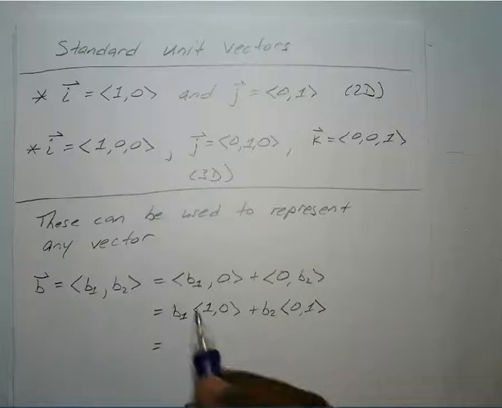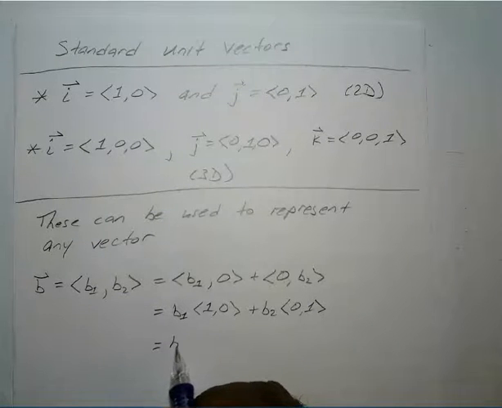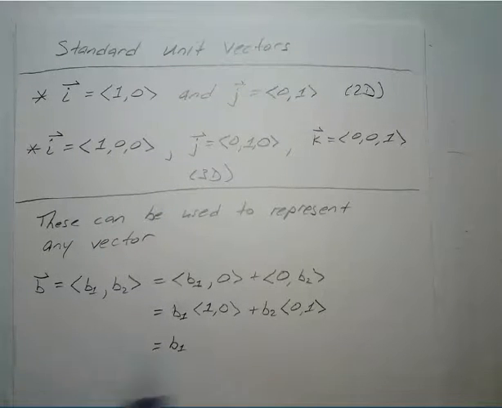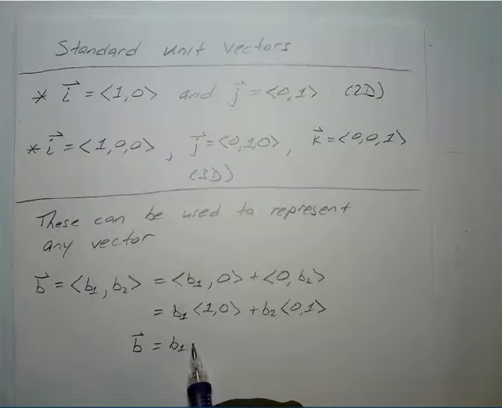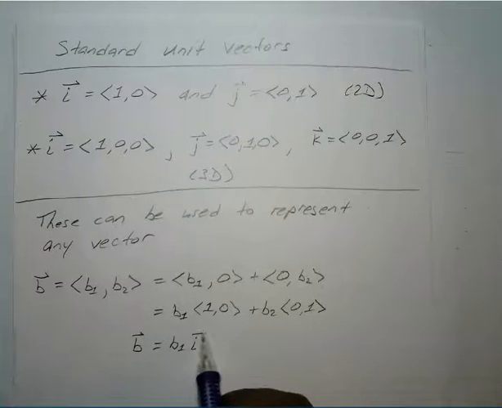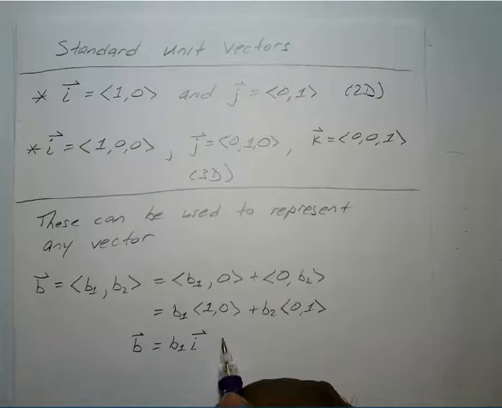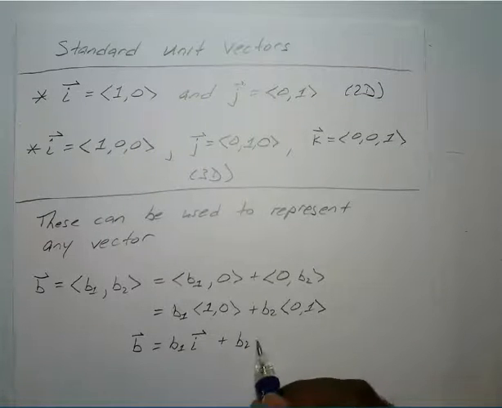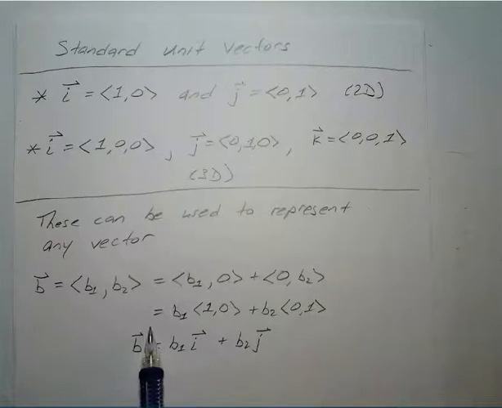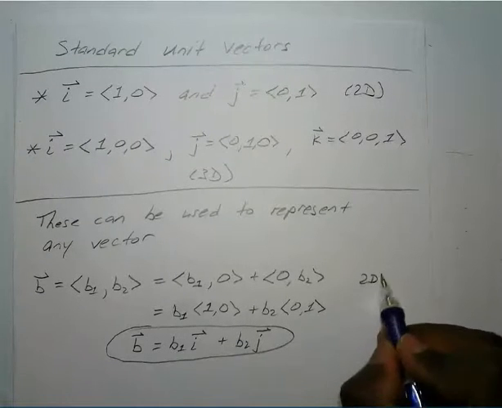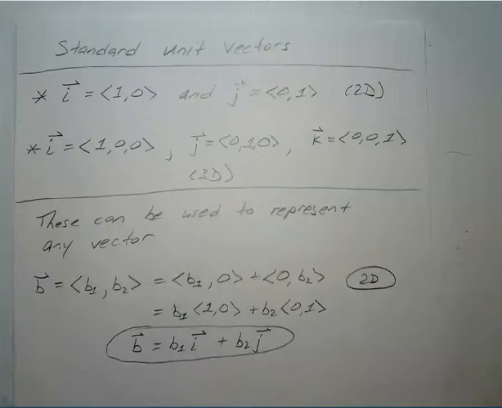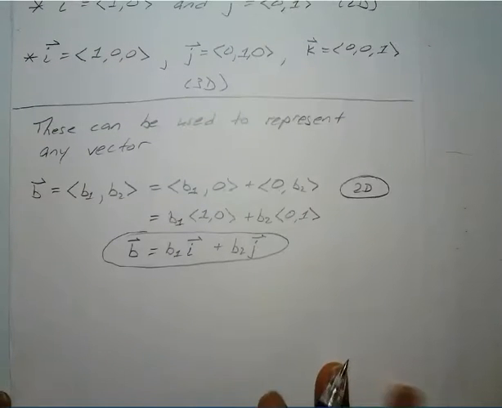So we can rewrite this as our B vector is equal to component number 1 times the i unit vector plus component number 2 times the j unit vector. And of course, that's 2 dimensions. But if we had 3 dimensions, it's pretty much the exact same thing.